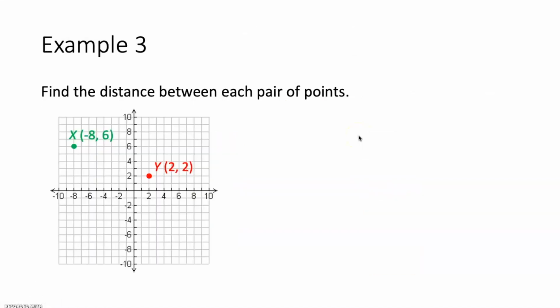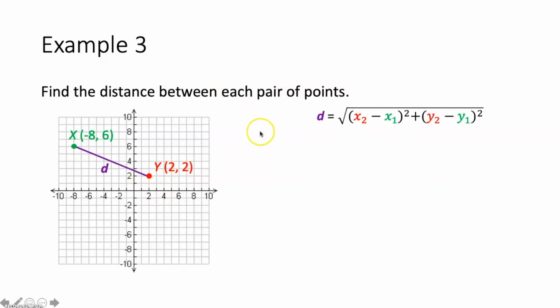So example 3 says find the distance between each pair of points. So again, to find the distance between points x and y, I need to use the distance formula. So in order to use the distance formula, I need to pick one point to be x sub 1, y sub 1, and one point to be x sub 2, y sub 2. Again, it doesn't matter. You could have flipped these. Now, I plug those points into their corresponding spots.